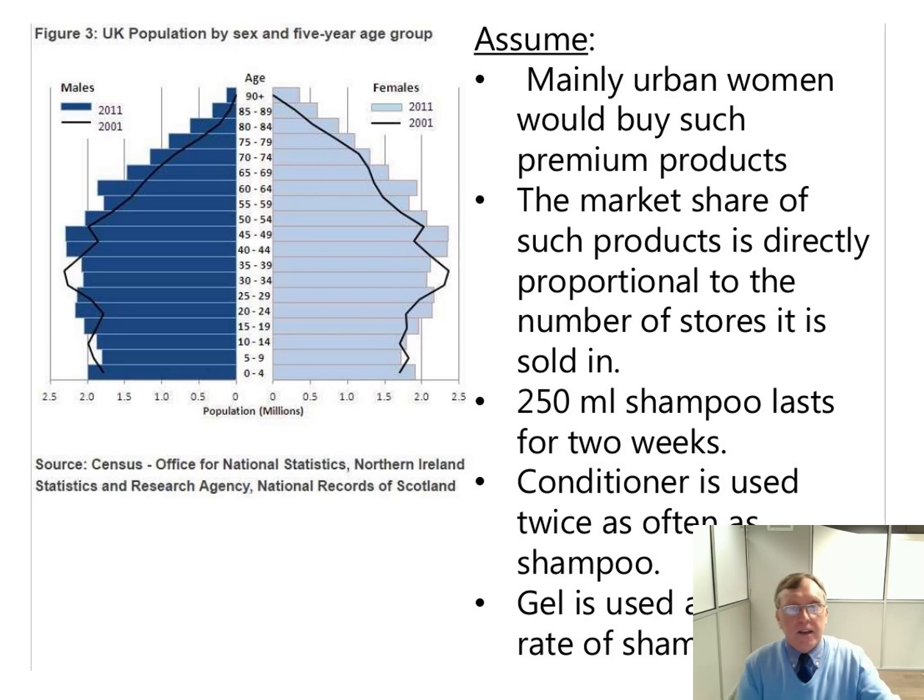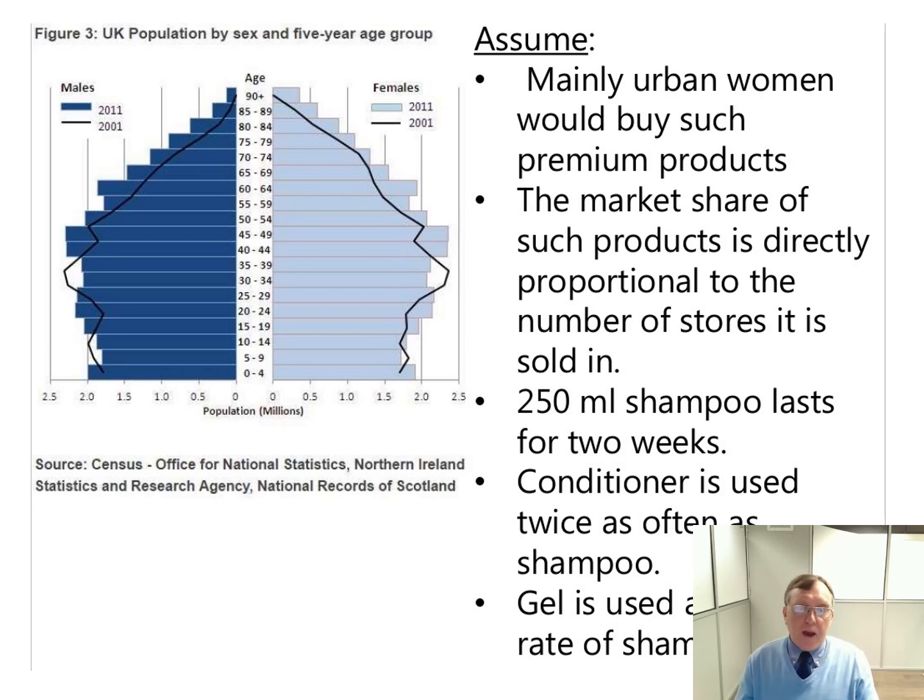So we can see quite clearly here, if our particular market was the younger one, if we look between 20 and 24, we've got 2 million, between 25 and 29, just over 2 million in that particular age group. So if we were looking at people between 20 and 30, we're looking at 4.2, 4.3 million people. So we can assume who we're looking at in our particular target audience for this promotion: it's mainly women who live in urban areas, obviously, that would buy such premium products. So the market share is directly proportional to the number of stores it's sold in.